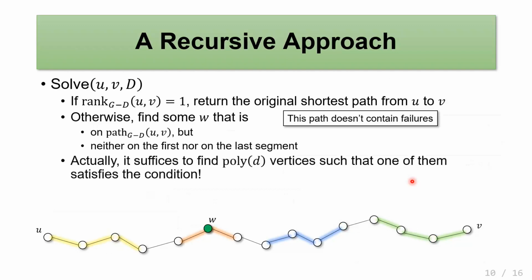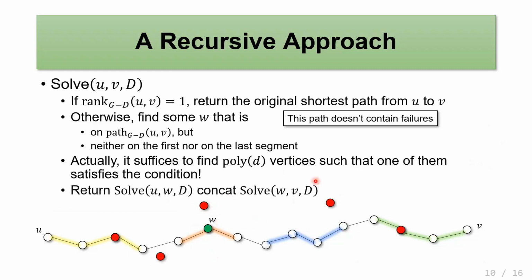Actually, we don't know how to find the one single w. We only know how to find a hitting set of poly d vertices such that one of the vertices satisfies the above two conditions. So what we will find is actually a set of poly d vertices, most of which are maybe useless, but one of the vertices w satisfies these two conditions. So we can then enumerate the vertices in this set. For a vertex w, we concatenate solve(u,w,d) and solve(w,v,d), and we return the shortest path we found.